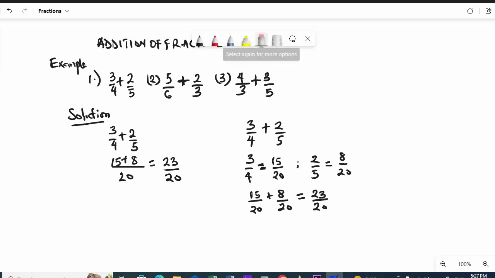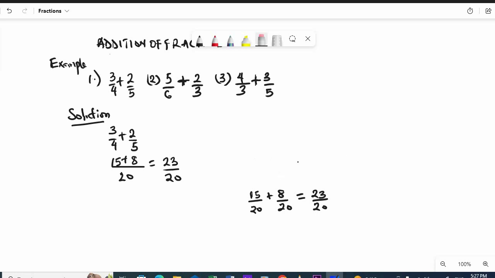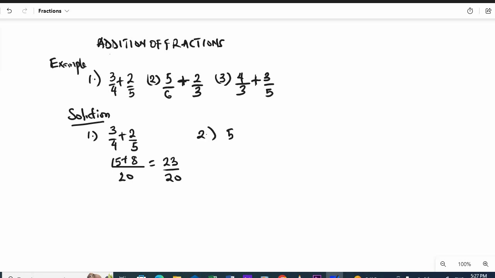All right, so let's look at the second example. Okay. Now, this is number 1. And number 2, we have 5 over 6 plus 2 over 3.